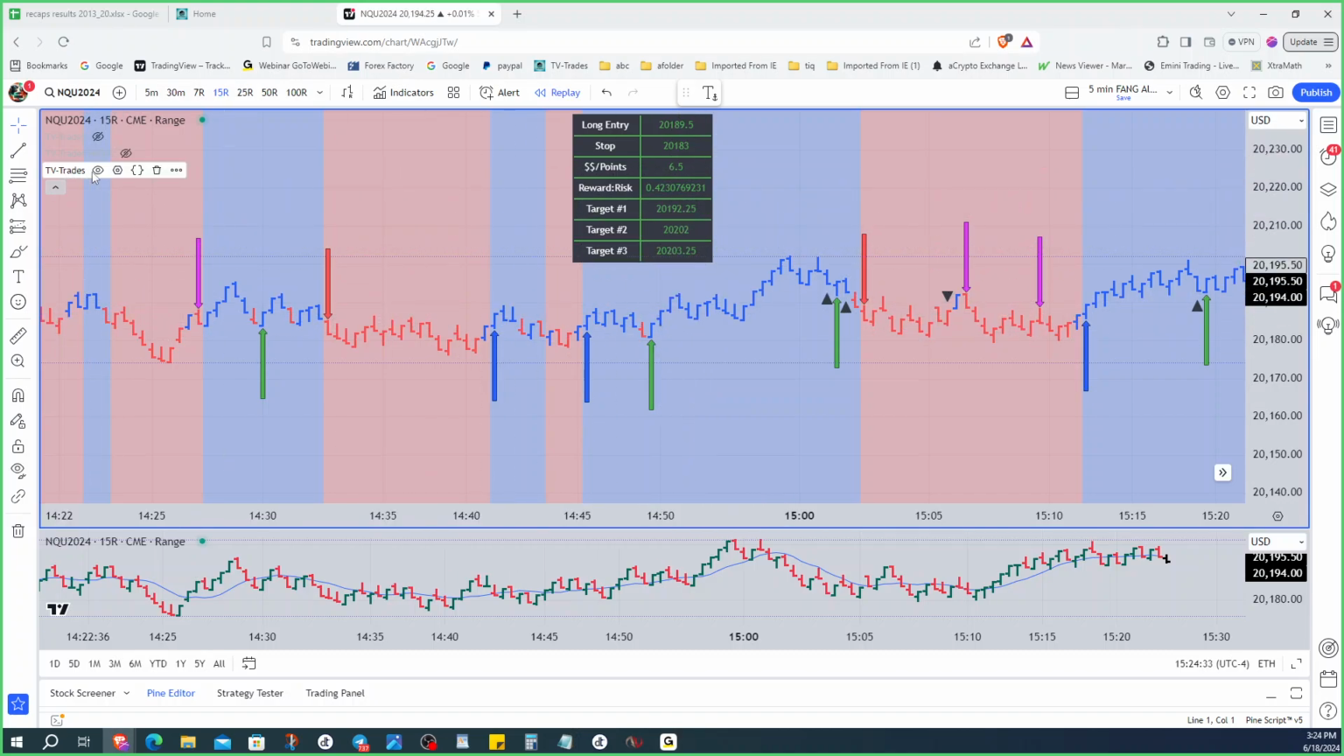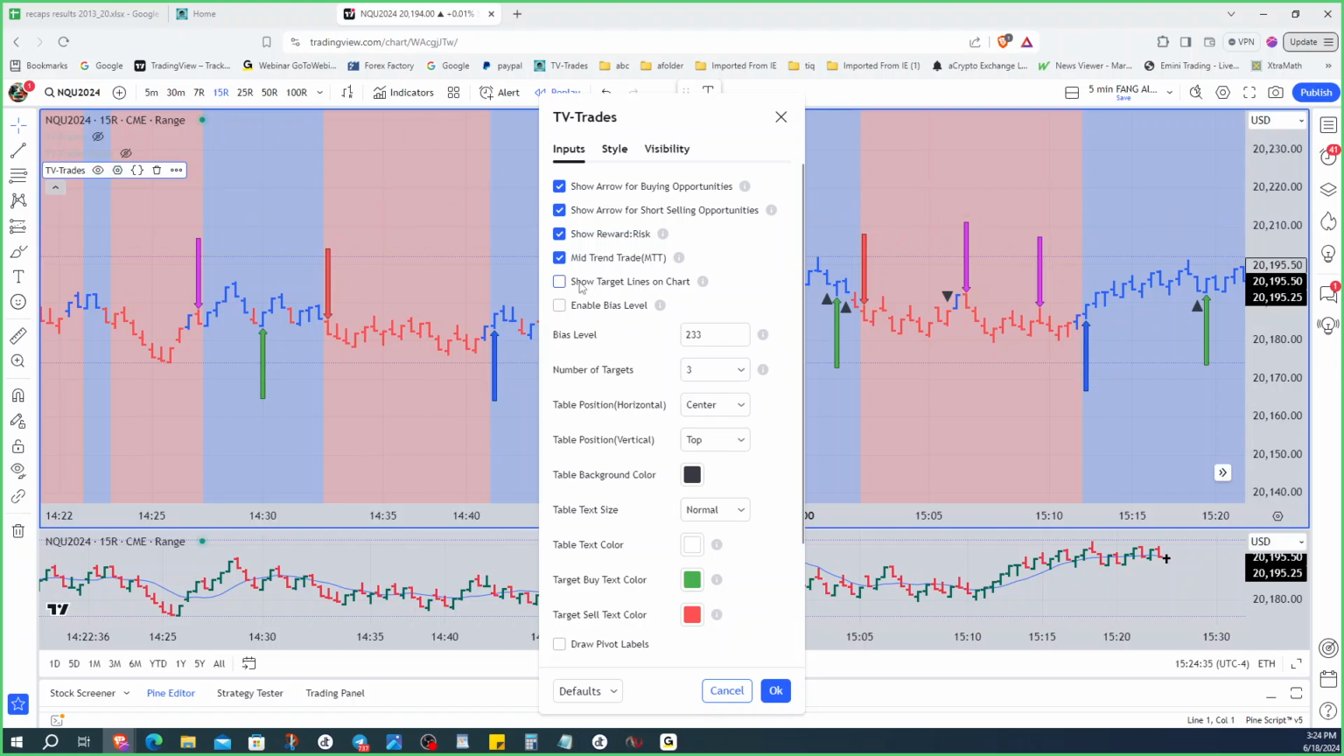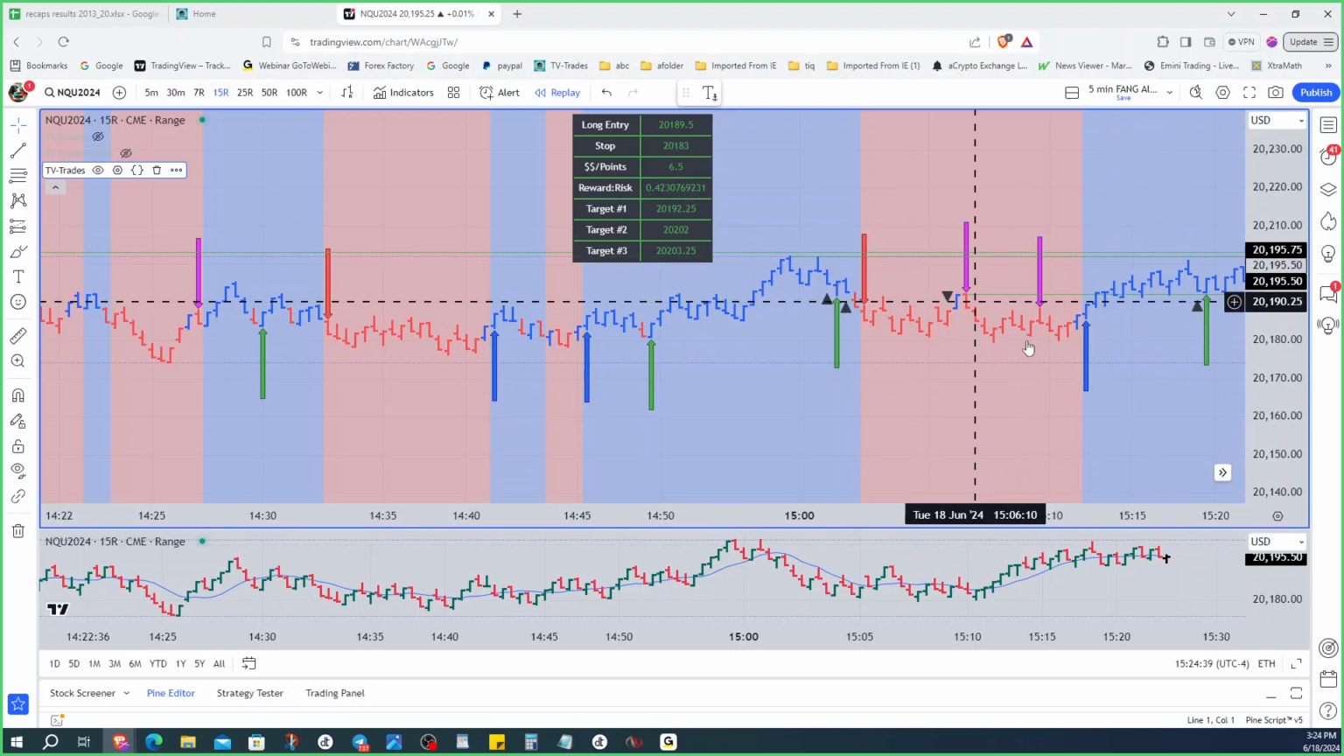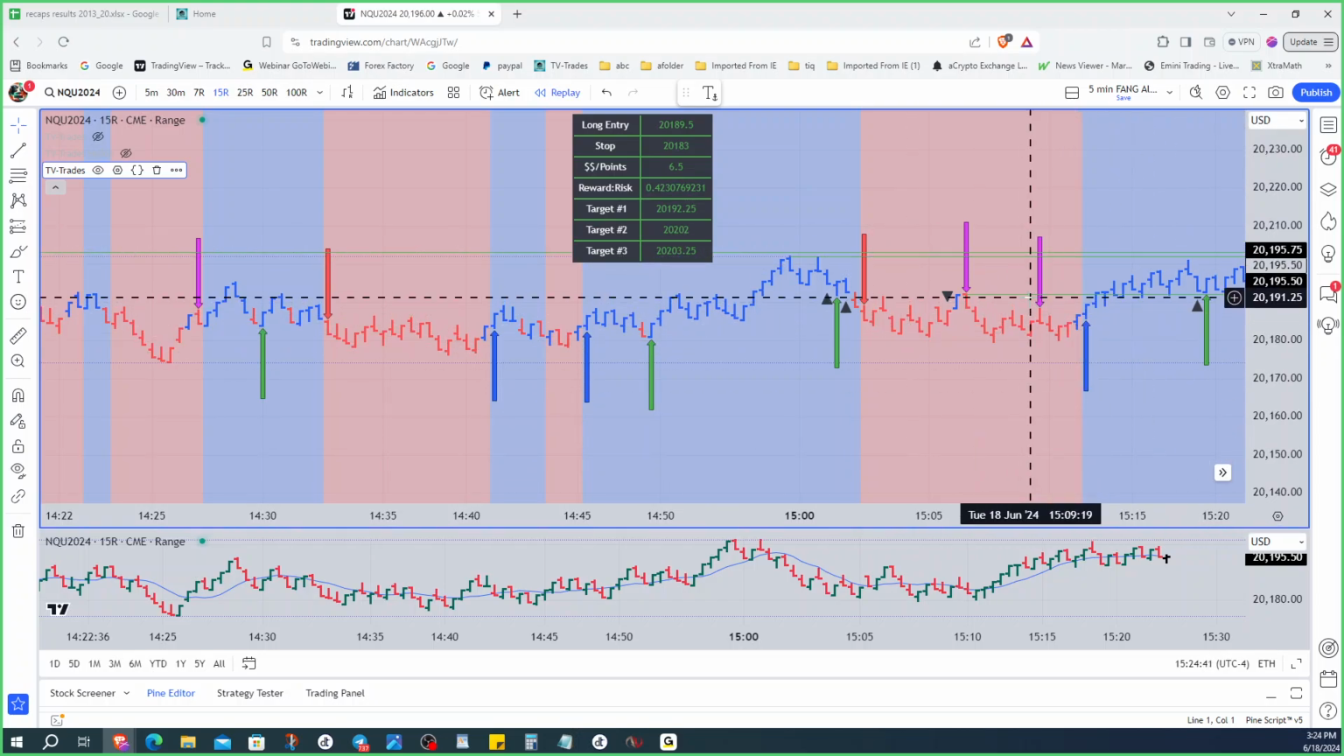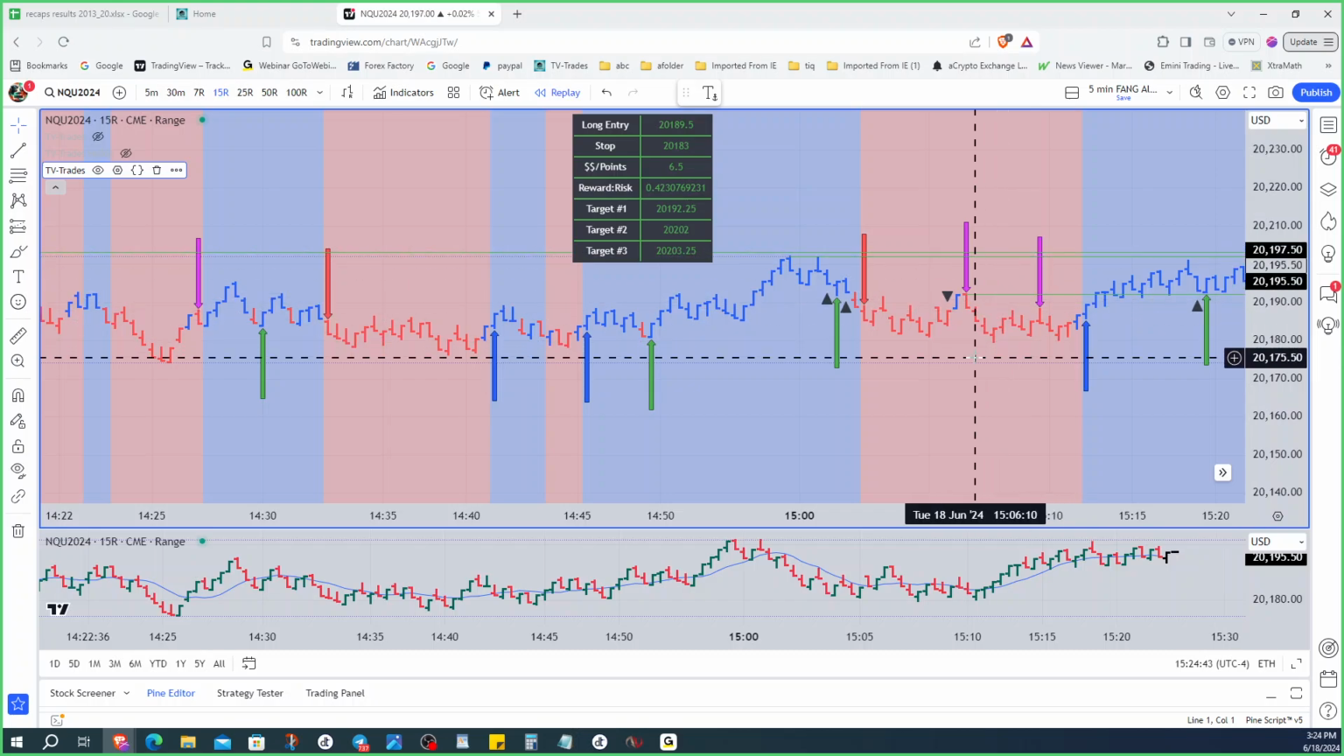And you can put the lines on the targets if you want to. Just do that, and it's going to draw the lines on the targets for you. Now that's going to draw the lines based upon the last blue arrow. So here's a target, here's a target, and there's a target.